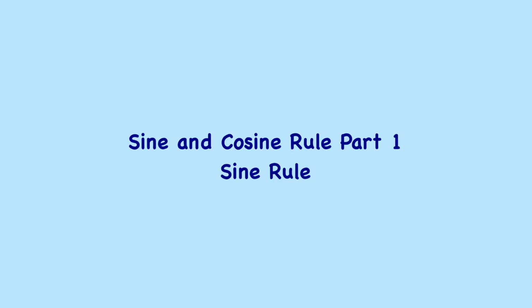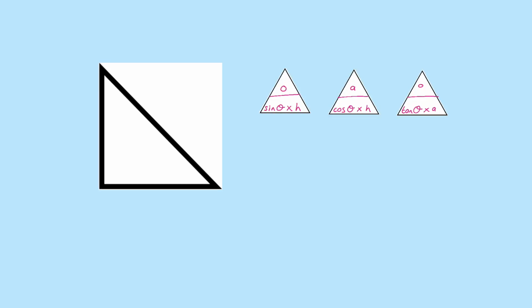Sine and cosine rule, part 1. First of all, we're going to look at the sine rule. In a previous clip, we looked at how to find missing sides and angles in right-angled triangles. And these are the formulas we used. In this clip, however, we're going to look at finding angles and sides in any triangle using the sine rule.